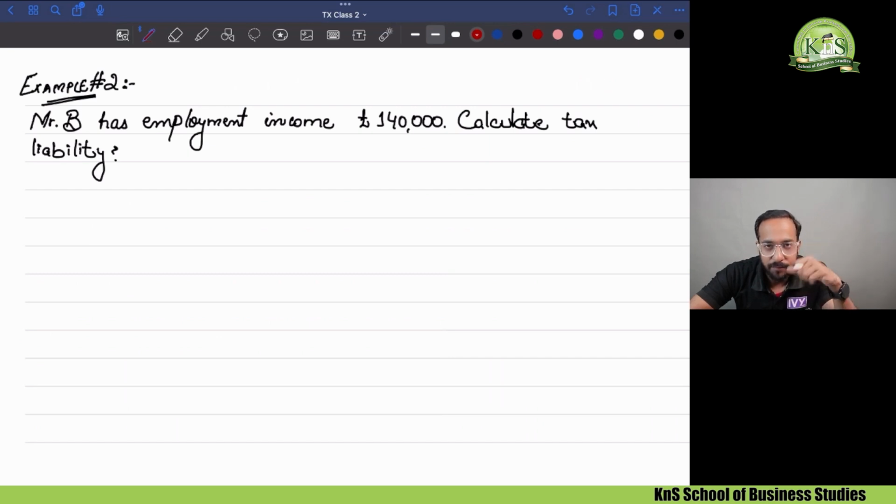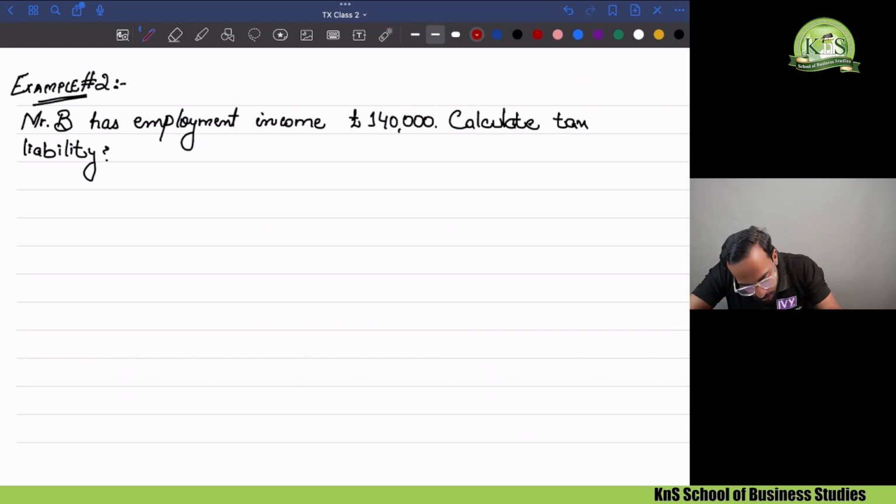Please guys, please. Do we need to calculate ANI? No sir, we don't need to calculate ANI, because in your question there is no such information given about either personal pension contribution or gift aid donation. In that case your ANI is equal to total income. Got it? True. Very true.